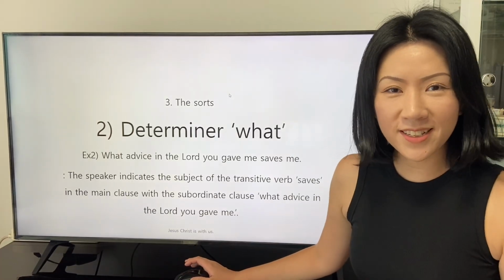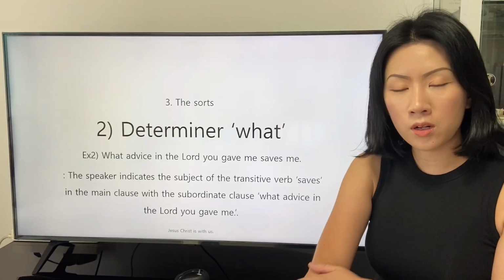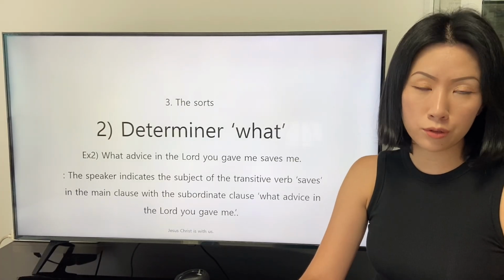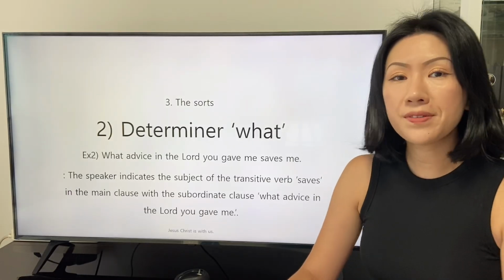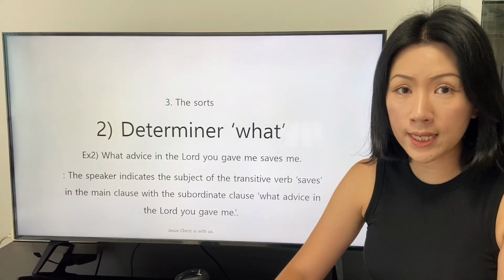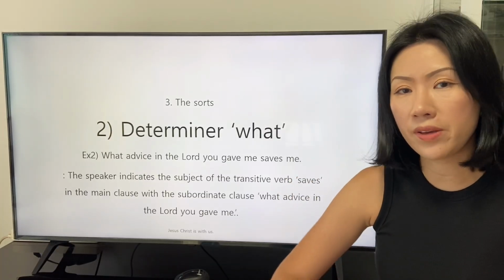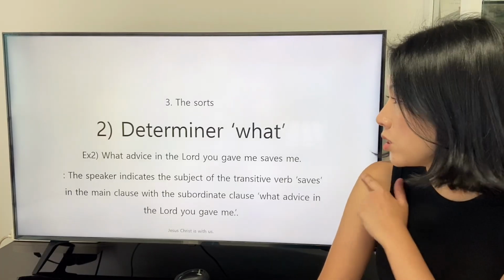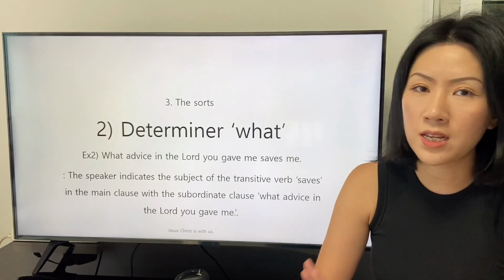Good afternoon. Today we will continue to study about the determiner what, which is applied as a subordinating conjunction. We've studied about the determiner what in the 6th chapter. In that chapter, we've studied about the interrogatives, and the determiner what was one of the interrogatives.